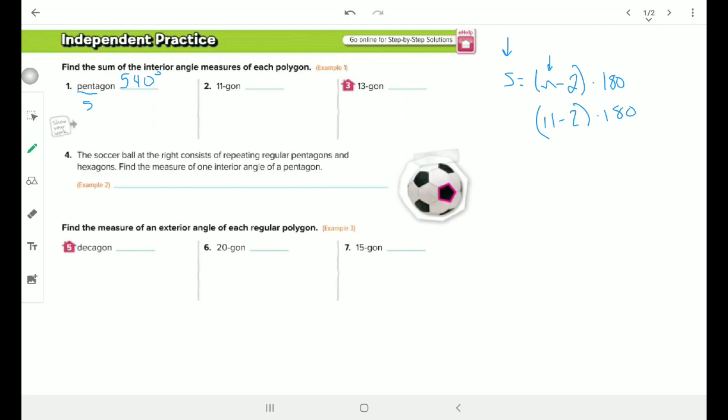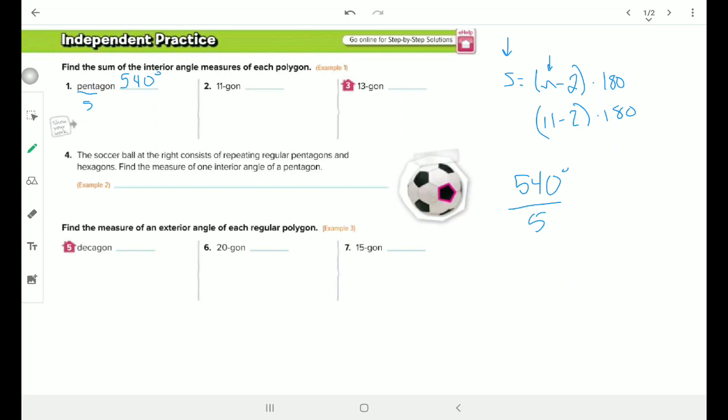With number 4, we are not trying to find the sum of all the angles. We are only trying to find one angle. Now, we know that a pentagon has an interior angle sum of 540 degrees. In order to figure out one angle, you're going to have to divide that by the number of angles there are. In this case, there are 5, so 540 divided by 5 will give you the measure of one interior angle. Okay, so hopefully that is helpful with numbers 1 through 4.